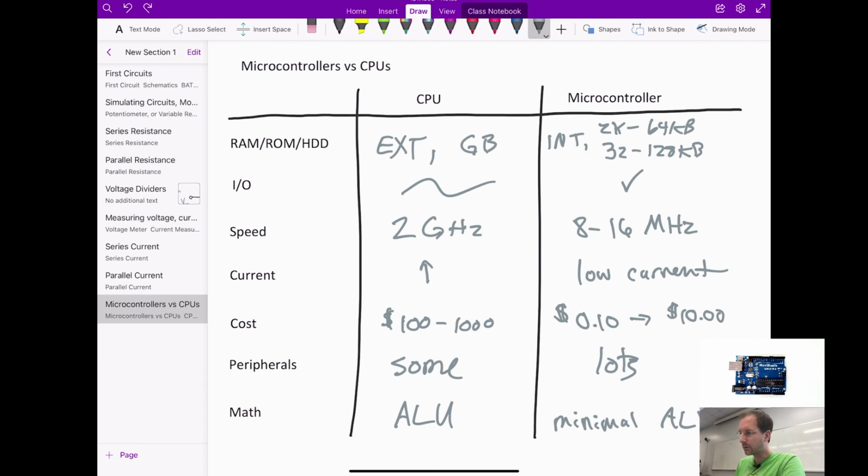sectors. So for a CPU, you'd mostly want to use this for computing, and most of the things that you use a computer for day to day. Whereas for a microcontroller, these are really about interfacing to the world and making physical devices that don't really need a lot of computational power, but that are focused on mostly just interfacing and interacting with the world.